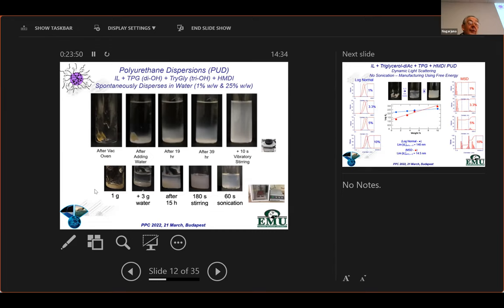Since the 80s, when I first learned about polyurethane dispersions, they are manufactured by a process that depends on kinetic stabilization. And if you make a mistake in how you do the chain extension, you can turn your dispersion into a gel.